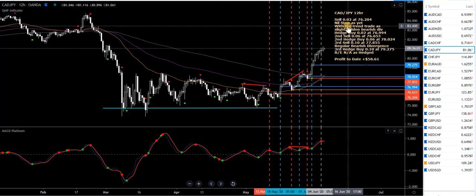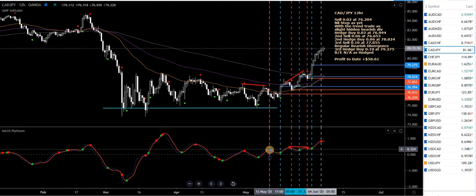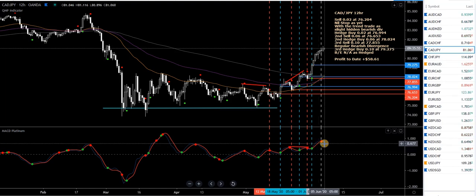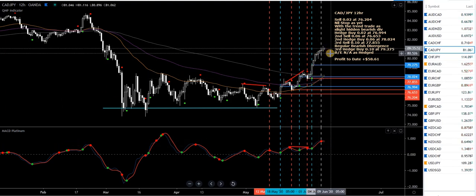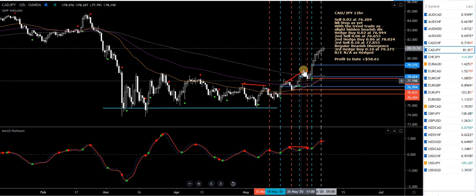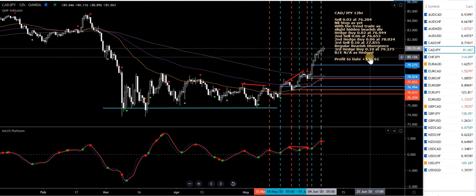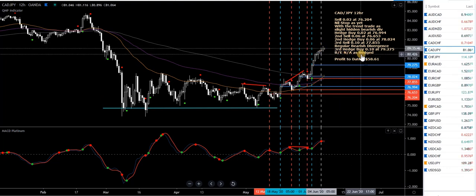CAD Yen, just the one sequence. You can see everything, all the trades taken. The MACD Platinum's above the 0 level. Waiting on a new sell to try and clear this. At the moment, I'm hedged. Break even, not applicable, it's hedged.